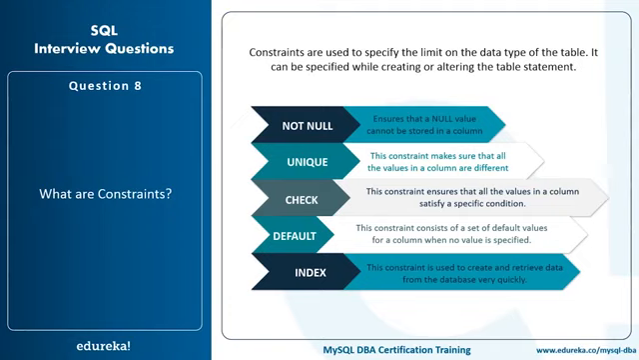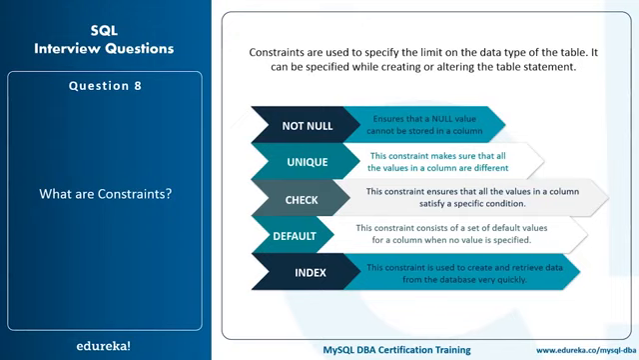Now talking about the default constraint, it consists of a set of default values for a column when no value is specified. So for example, in a table of 10 rows, you have a column in which you do not specify all the values for all the 10 rows. Then you can set a default value, and the default value will be automatically stored whenever you don't mention a value in that column.